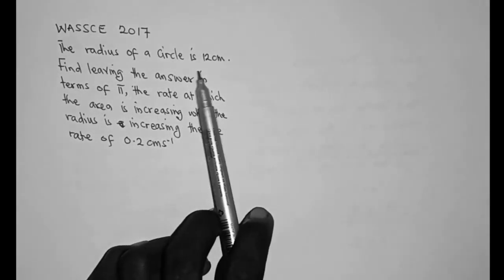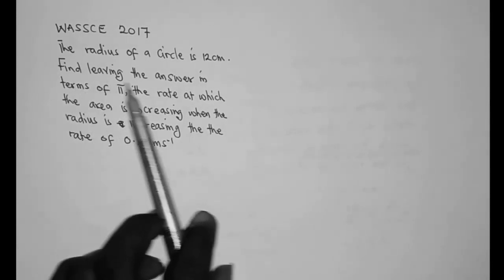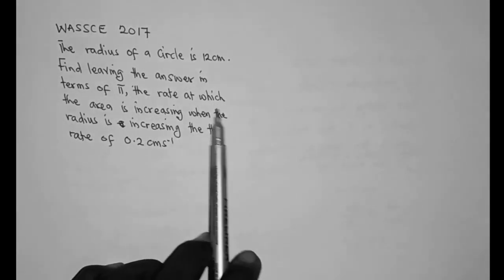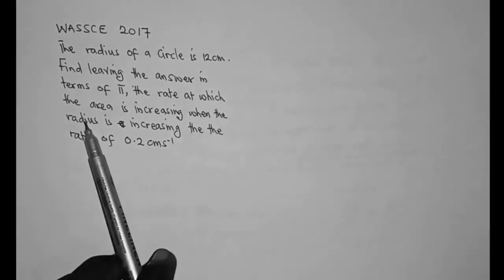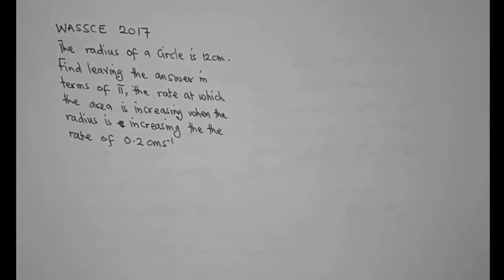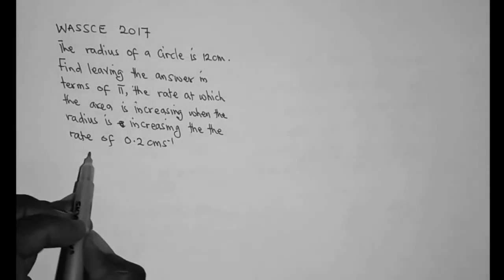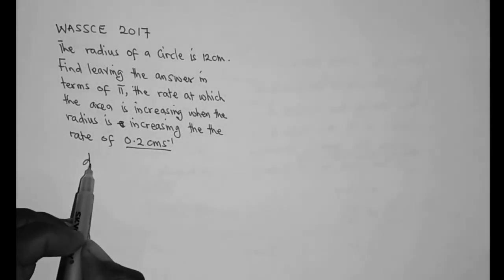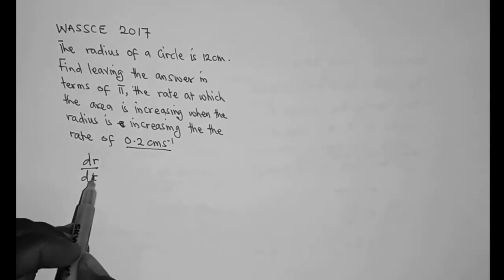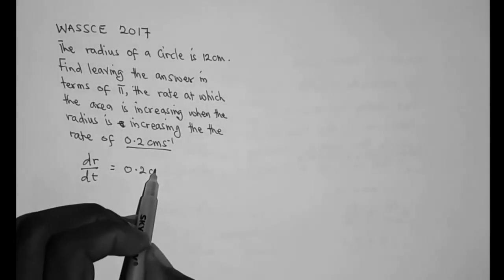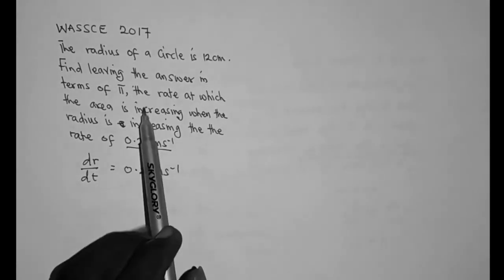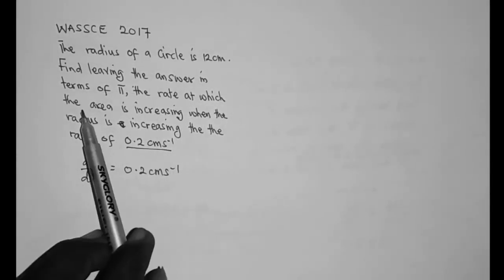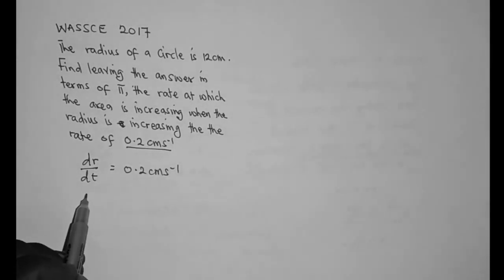The radius of a circle is 12 centimeters. Find, leaving the answer in terms of pi, the rate at which the area is increasing when the radius is increasing at the rate of 0.2 centimeters per second. So the radius is increasing at 0.2 centimeters per second. It means that dr/dt is equal to 0.2 centimeters per second. But we are supposed to find the rate at which the area is increasing. So we want dA/dt.